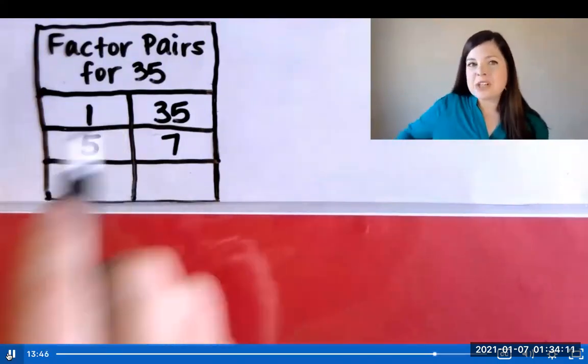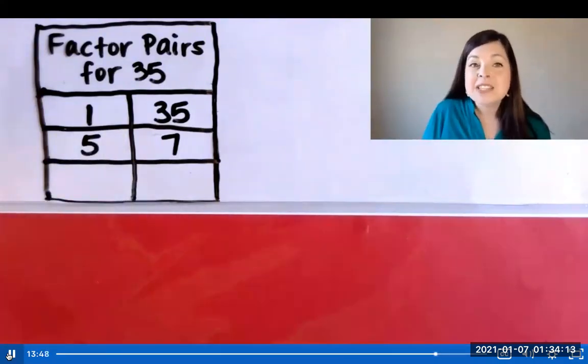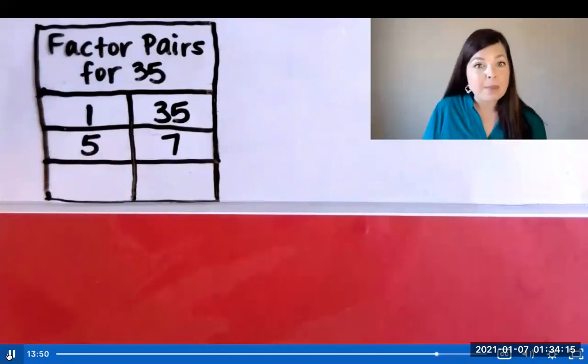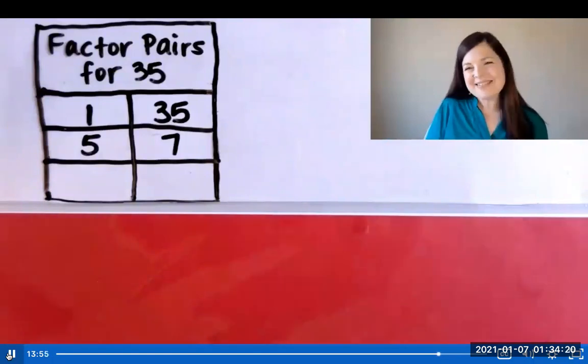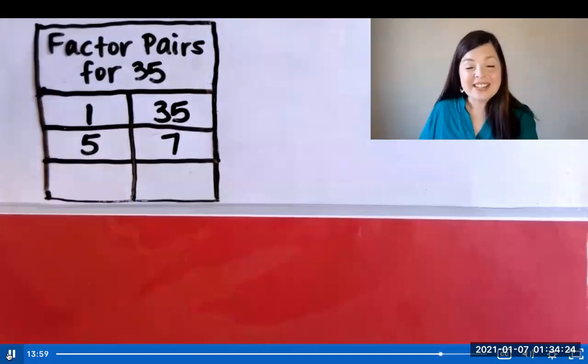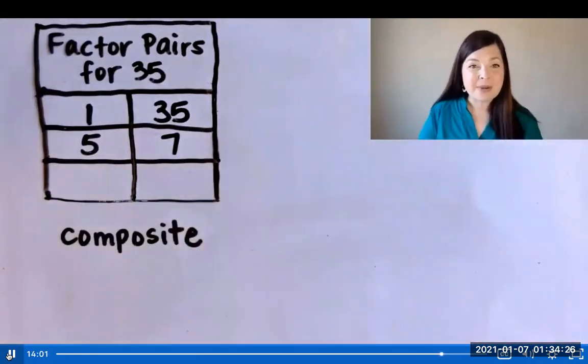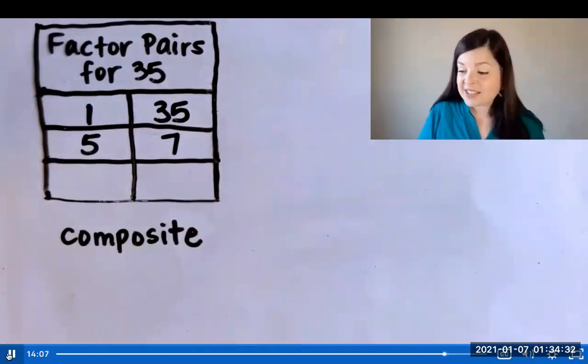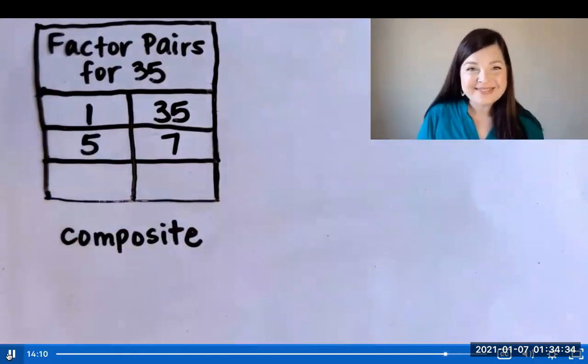So, looking at the factor pairs for 35, is 35 a prime number or a composite number? And how do you know? Pause the video to explain your thinking. Hopefully you said 35 is a composite number. And we know this because it has more than one factor pair. It has more factors besides just 1 and itself.